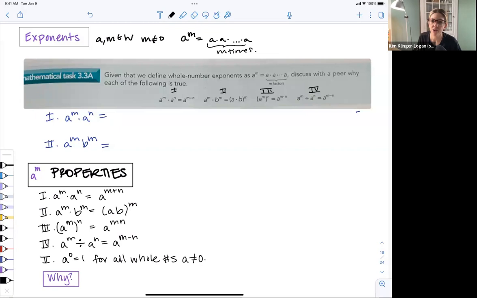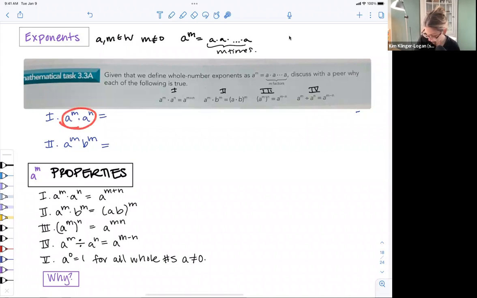So there are, again, of course, a few properties we're going to discuss with regards to whole numbers. Given this definition that we just wrote down of exponents, discuss with a peer why each of the following might be true. Maybe I'll write out why I think the first one would be true using this definition, and then we'll pause and have you think about similar justification for the other three.